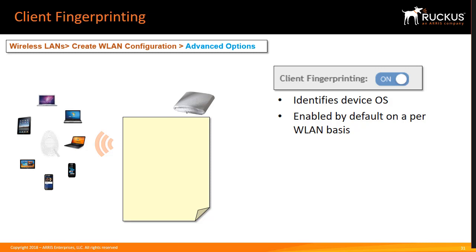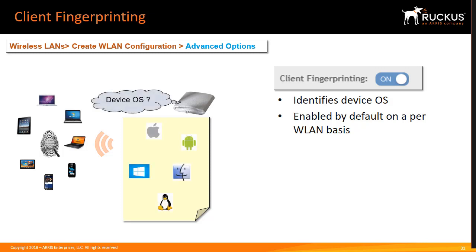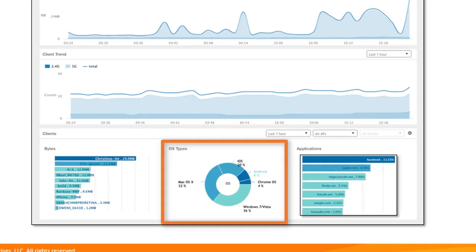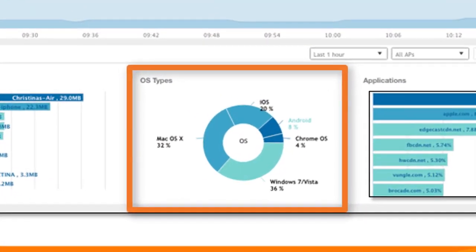First, client fingerprinting is enabled on the wireless LAN. Next, the access point will attempt to identify the OS in use on the device. Lastly, the controller displays the client OS types in the dashboard.